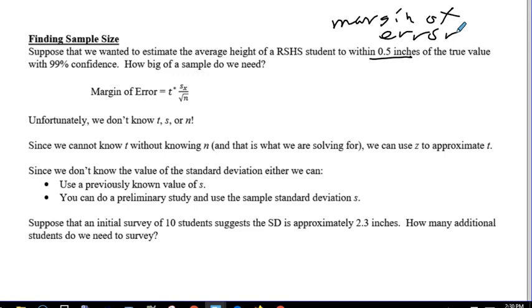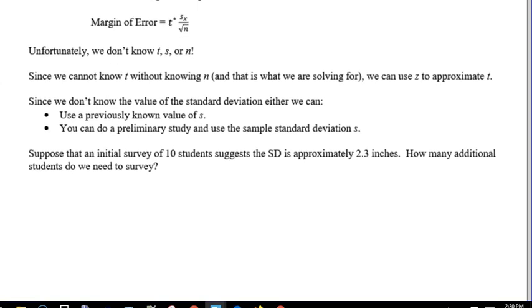Now, here's the problem. Our t-score is based on the number of people. Because to find the t-score, we need to look on the chart using degrees of freedom. But degrees of freedom is based on the number of people. So we're kind of hurting there. And we don't have standard deviation yet either. Okay? Some of this will be given to us.